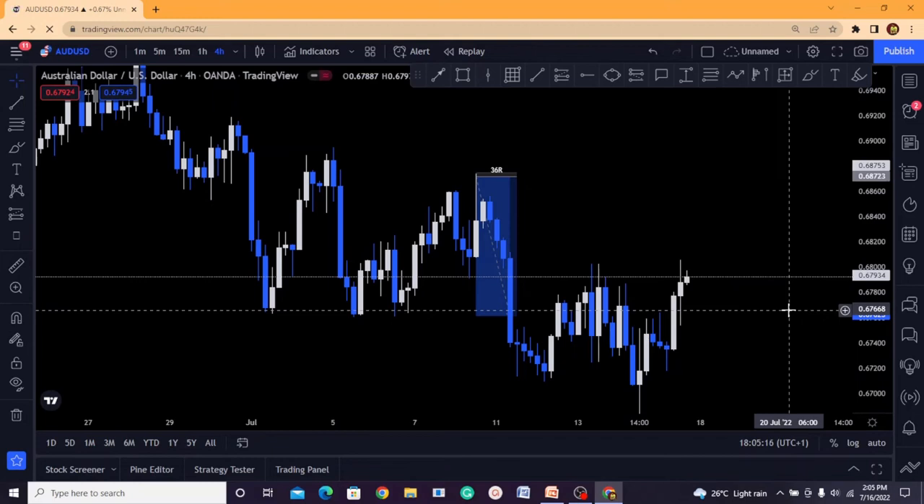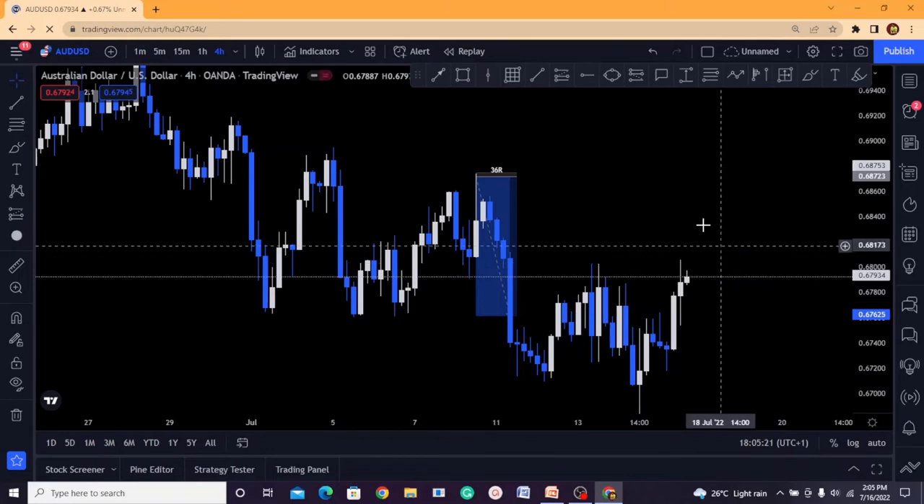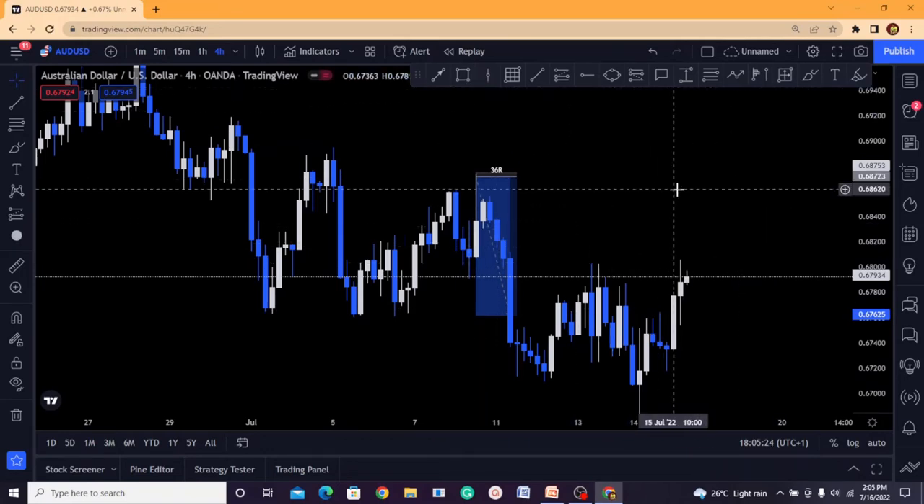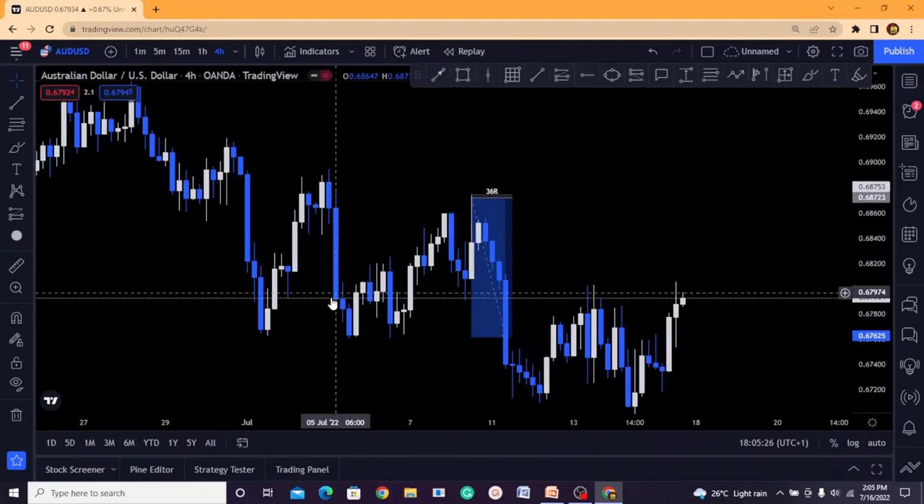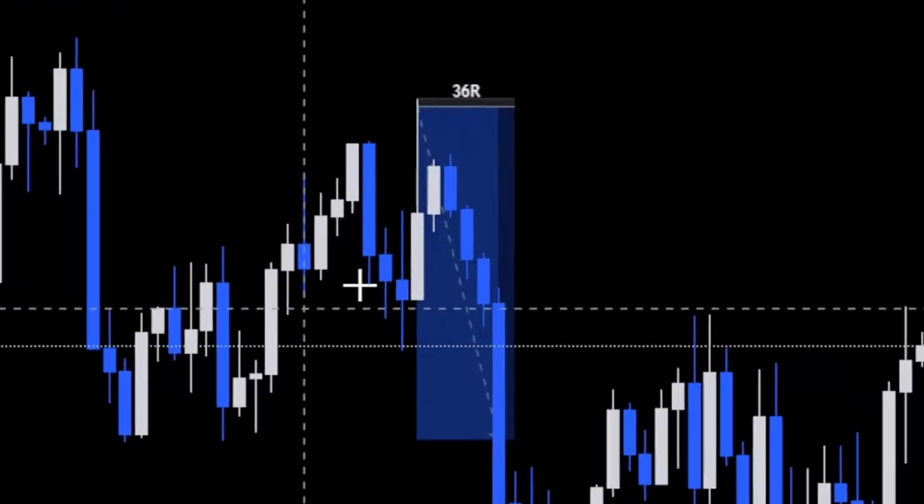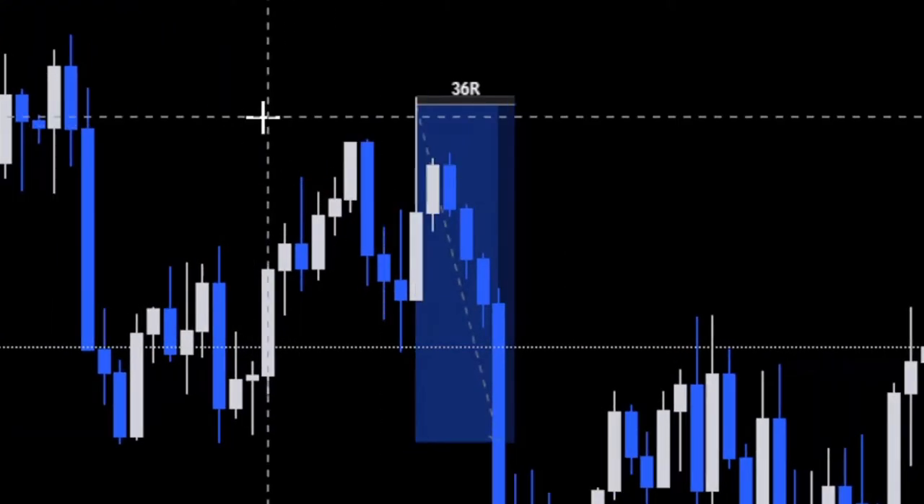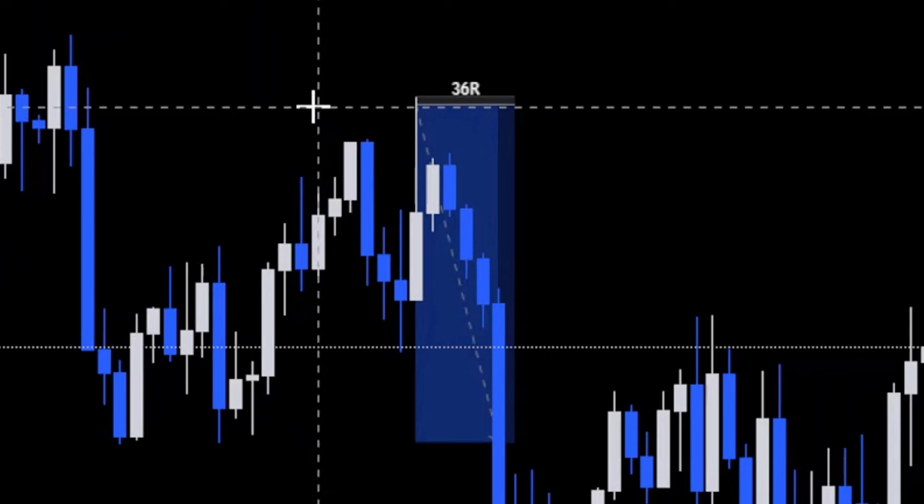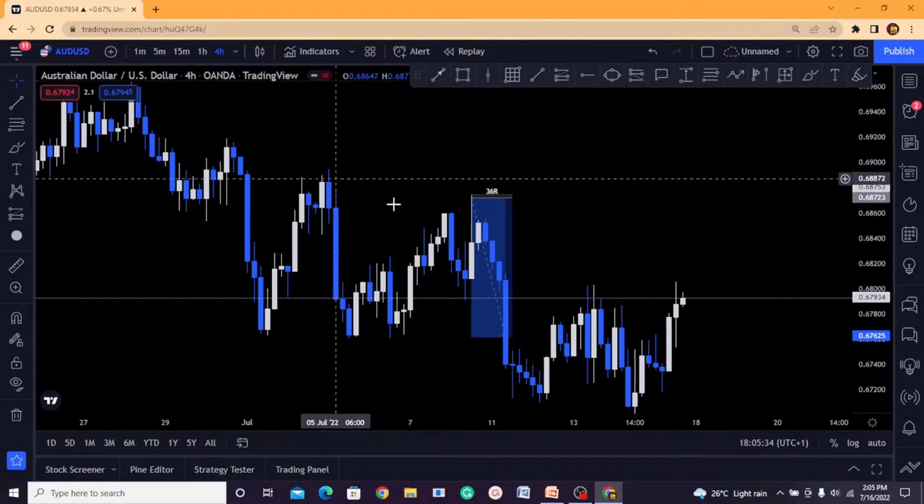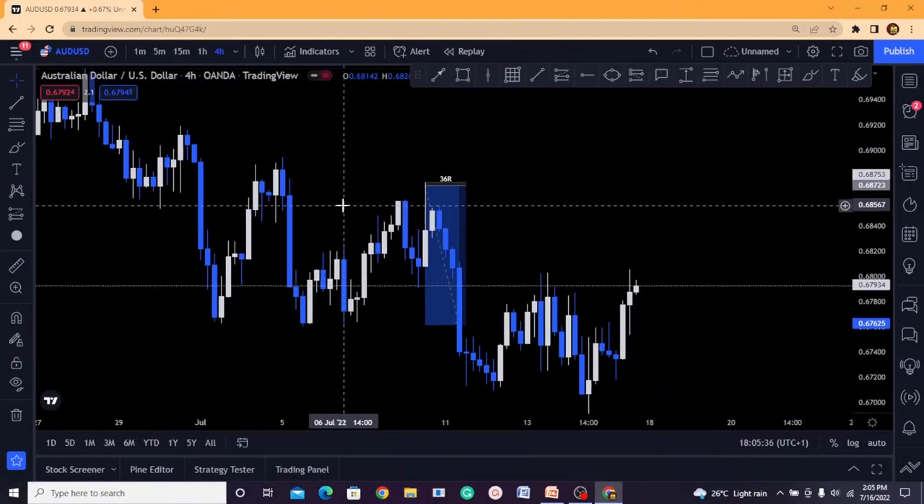Welcome to another video, and today I'm going to be explaining the three major types of order block, what they are, and how to use them to trade and catch good risk to reward like this. As you can see, this is a 36% trade, 36 RR. I'm going to do the trade breakdown immediately after the video, so let's jump into it.